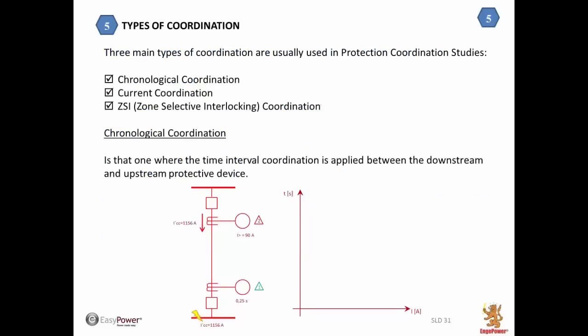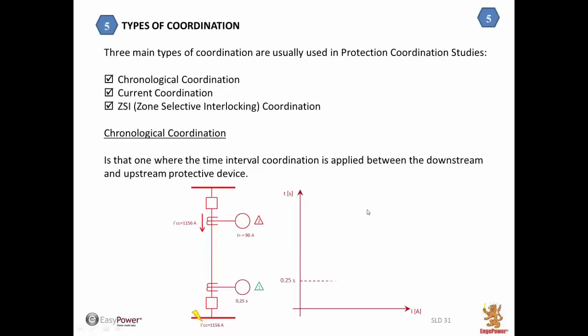Types of coordination is part 5 of our presentation. The main types of coordination are the chronological coordination, current coordination, and zone selective interlock coordination. The chronological coordination is the most known and everyone knows it because that one is used on our TCCs, and we use a coordination time interval between the downstream and the upstream relay so that, if a fault happens, the downstream relay will trip before the upstream relay.